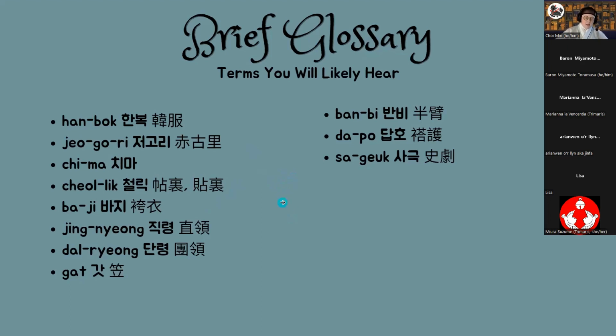And then cholik is like a riding robe. It's got a top part and then the bottom part is a pleated or gathered skirt sewn onto the top part, but it's a one-piece robe and it's imported in or inspired by the Mongolian pleated skirt. And baji means pants.